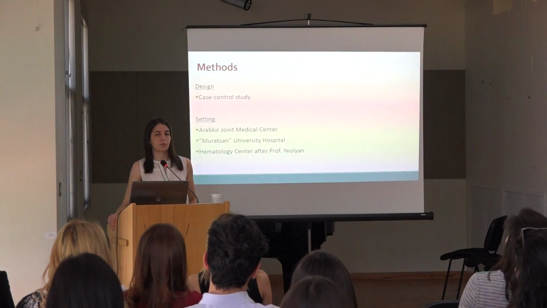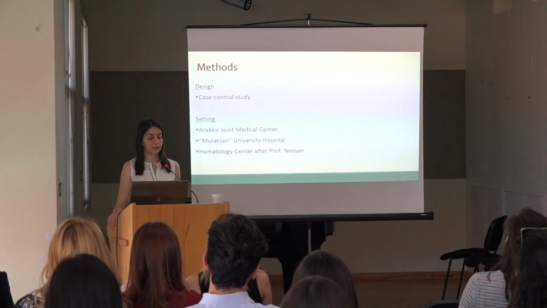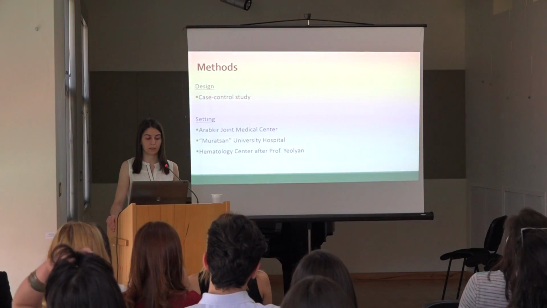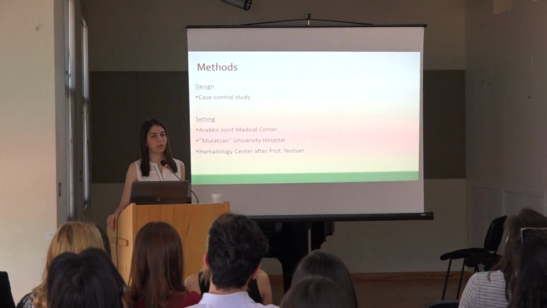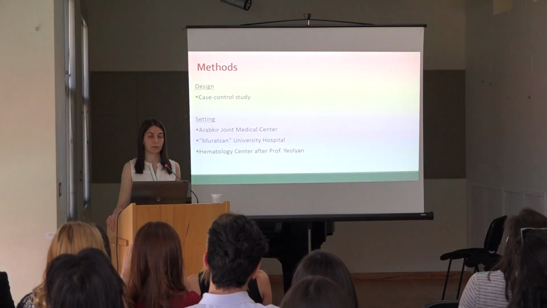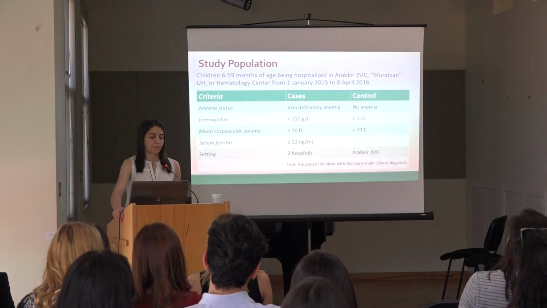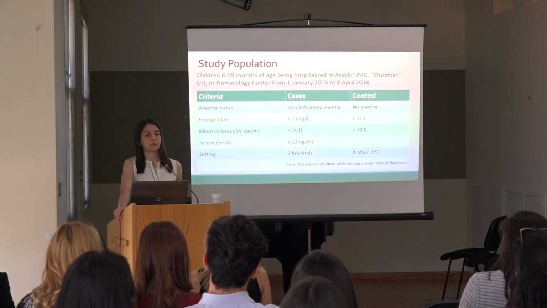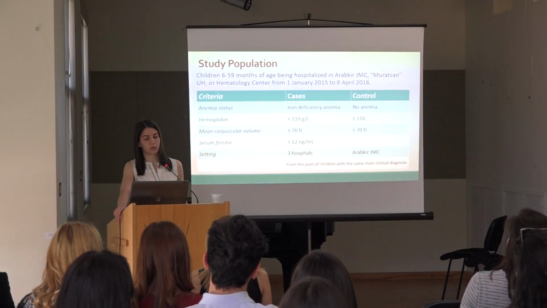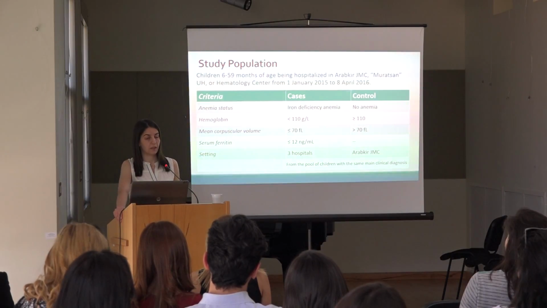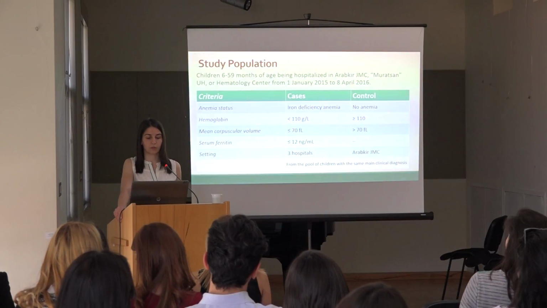To address our research question, we conducted a case control study, and we have chosen three study settings: Arabkir Joint Medical Center, Muratsan University Hospital, which are two major pediatric hospitals in Yerevan city, and Hematology Center after Professor Yolyan, which is a specialized clinic in hematology. We defined our study population, children 6 to 59 months of age, being hospitalized in mentioned hospitals from 1st January 2015 to 8th April 2016. And we had inclusion criteria for cases and controls.